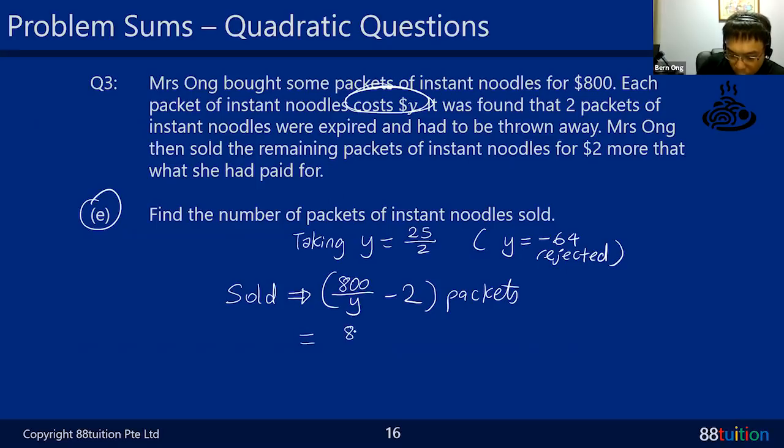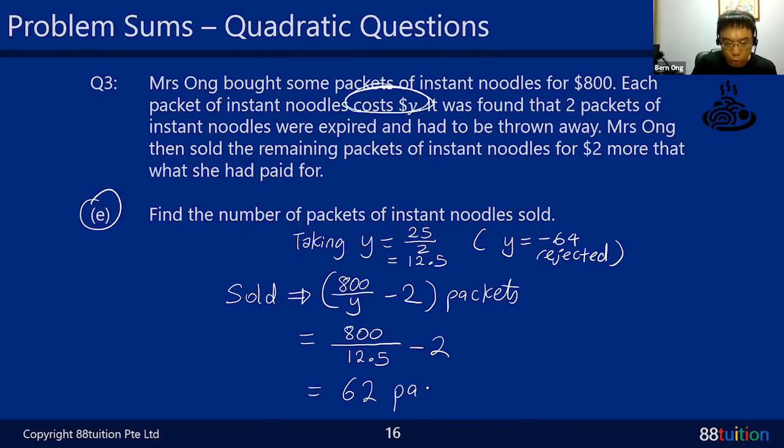So you substitute your y as 25 over 2. 25 over 2 is what? 12.5, is it? You can write 12.5 here. Minus 2. What do you get? Press your calculator. 800 divided by 12.5 is 64, minus 2 is 62. So in total, Mrs. Ong sold 62 packets of instant noodles.